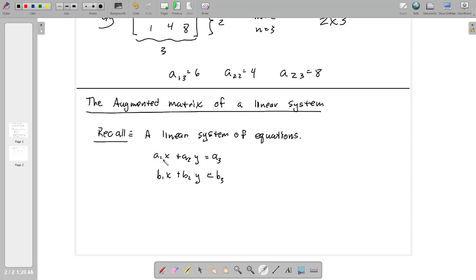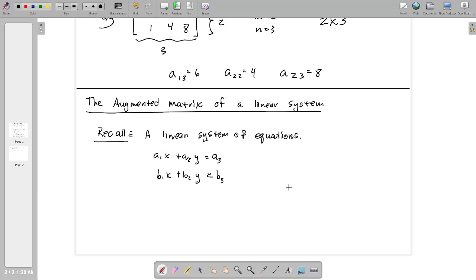So a1, a2, a3, b1, b2, and b3 are all coefficients. They're all just numbers. And then we have the same variables, x and y. This would be equation 1, this would be equation 2. Notice we have no squares, no square roots, anything like that at all. It's always a constant times the variable with a single power, and exactly one power.